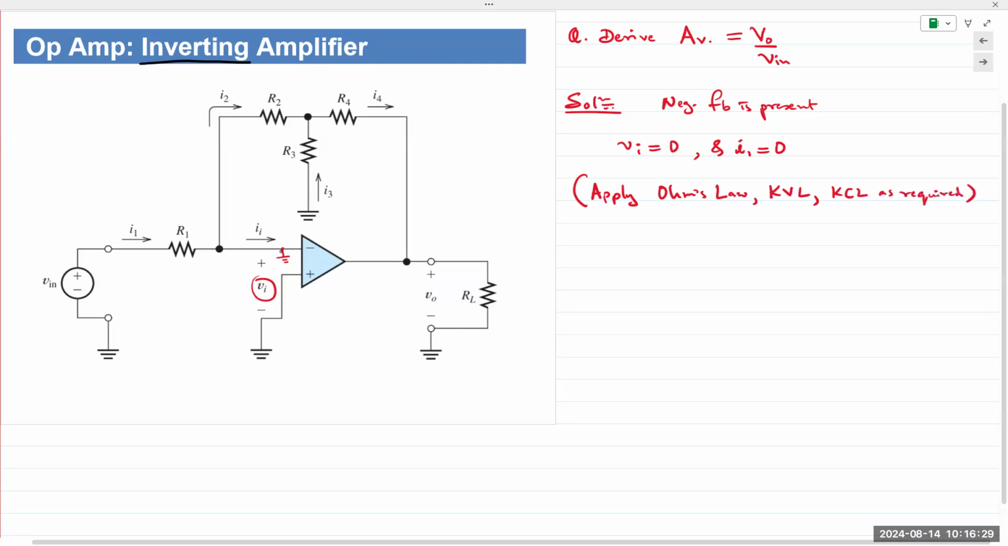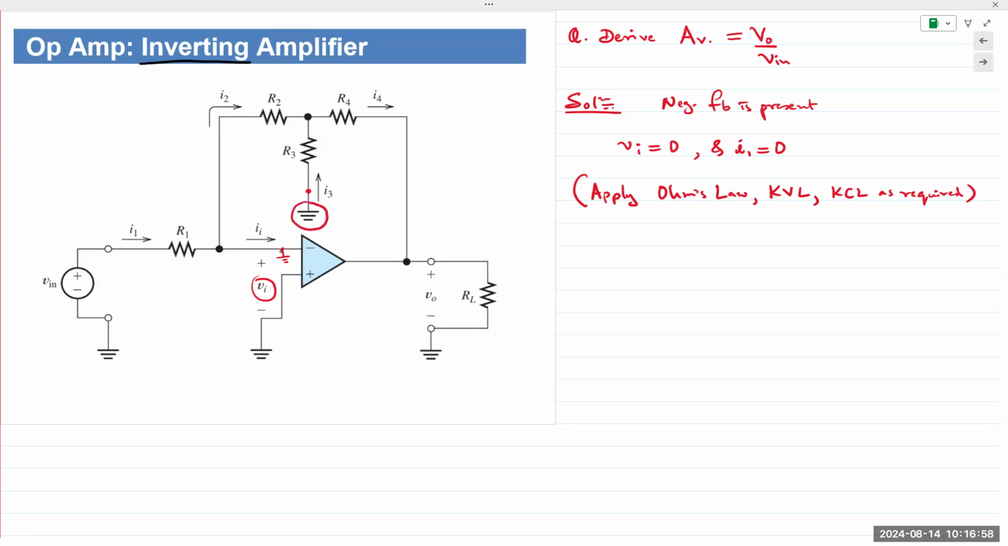The circuit analysis techniques do not change. There are only 3 primary laws: Ohm's law, voltage law, and current laws, and those are the ones that we use to solve any circuit. Okay, so let's take a look. We have 3 resistors here, and the key thing to note here is that R3 is connected to ground.